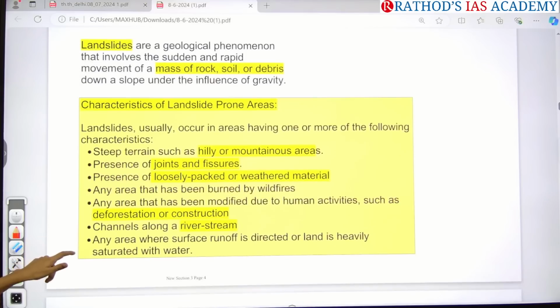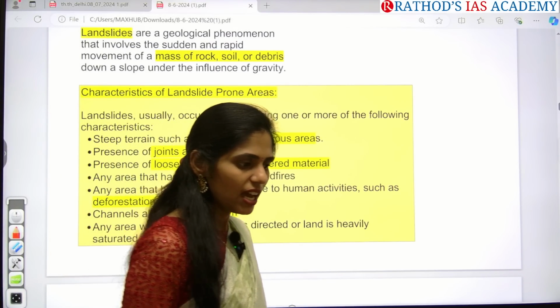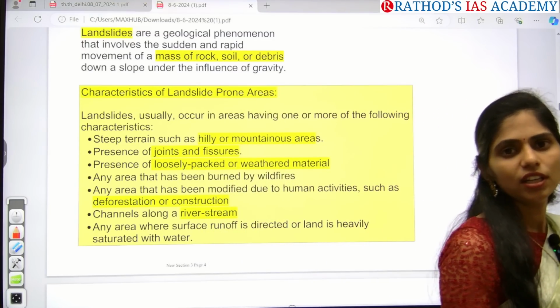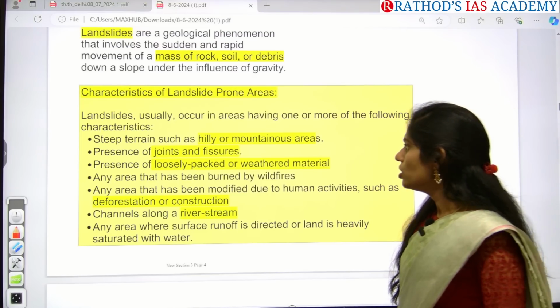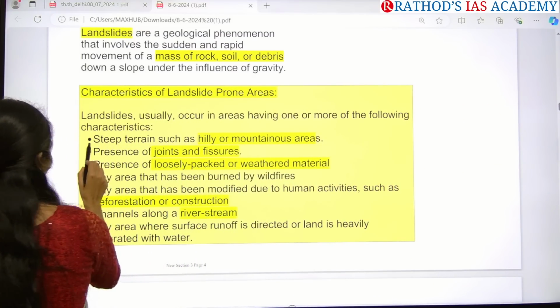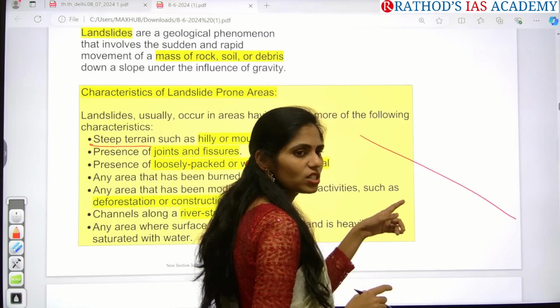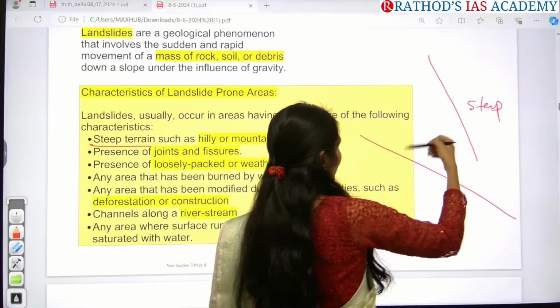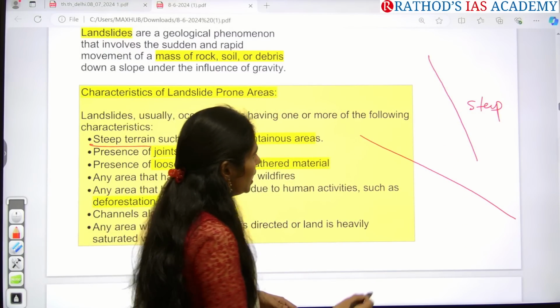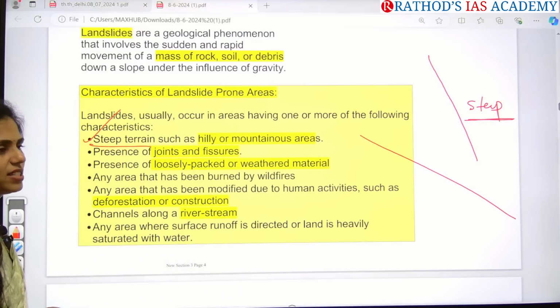And what are the characteristics of landslide-prone areas? In which areas are landslides commonly seen? Especially in Himalayan regions, you will see this type of landslide occurring here and there, very frequently, right? What are the important characteristics? The first one is a very steep slope. If you have a slope like this, it is called a gentle slope, and if you have a slope like this, it is called a steep slope. In which conditions can we see landslides? In steep slopes. So the first important condition is steep, hilly or mountainous area slopes.